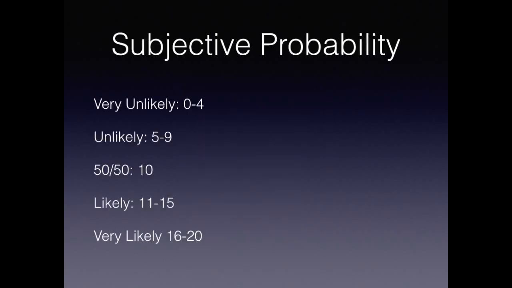Next, I'm going to ask 3 people what they think the subjective probability is. And for this, I have made a scale. For very unlikely, it would be 0 to 4 times out of 20 that there would be a pair. For unlikely, it is 5 to 9 times out of 20. For 50-50 chance, it would be 10 out of 20. Likely, 11 to 15 times out of 20. And very likely, 16 to 20 times there would be a pair.